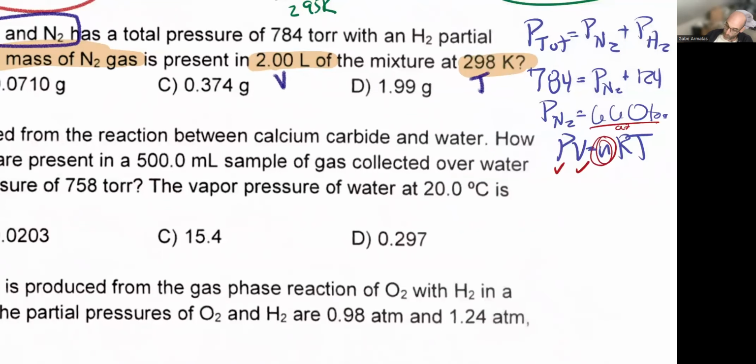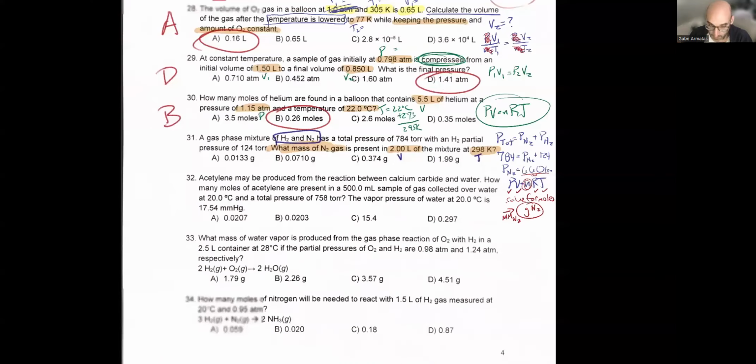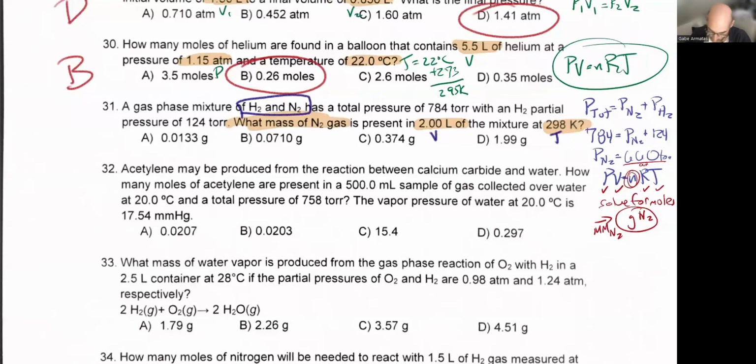We're looking for moles. We have R because it's a constant, and we have temperature. So you solve for moles. And once you have moles, because I know it's N2, I'm going to use the molar mass of N2 to convert to grams of N2. That's how you solve this one. I don't want to walk through this one either because it's more annoying than anything, and I've got to make this a little bit quicker. For 31, you should end up with D. So D should be your answer.